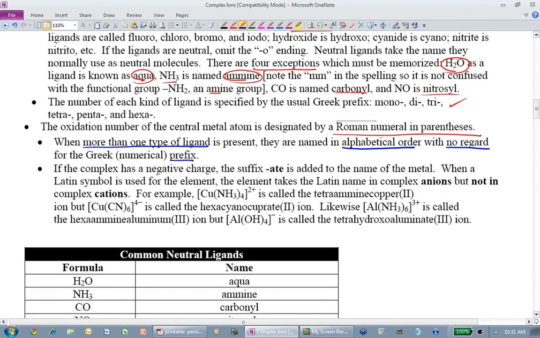If the complex has a negative charge, like we said earlier, we put an -ate ending on it, and we add that to the name of the metal. So when a Latin symbol is used for the metal, and you know which ones these are already, because these are the ones that were just a booger bear for you to originally master. Sodium comes to mind, right? Na. Iron. Fe. The ones that made no sense alphabetically to you, those are the ones that we're on the lookout for. They take on their Latin name because that's where their symbols came from, because they've been around so long. We've known about the older elements for centuries. So they take on their Latin name in complex anions, but not in complex cations.